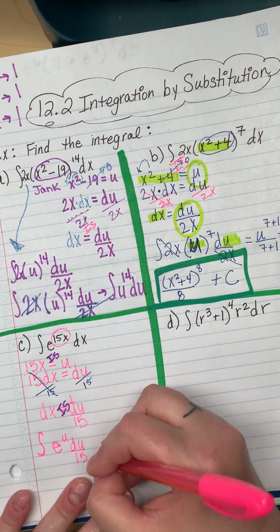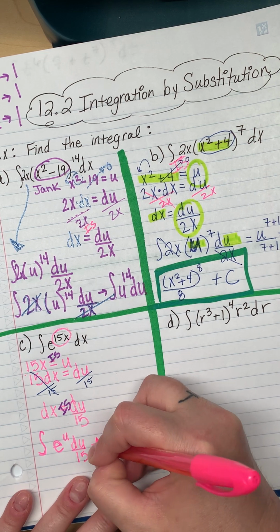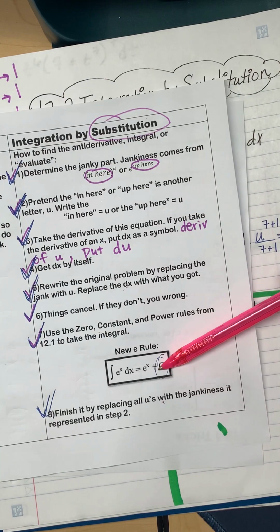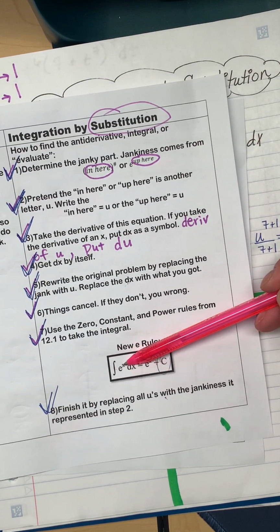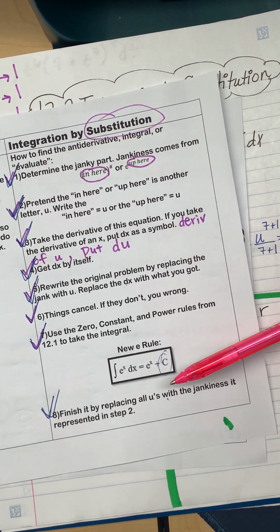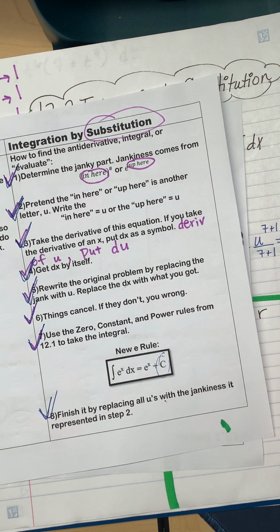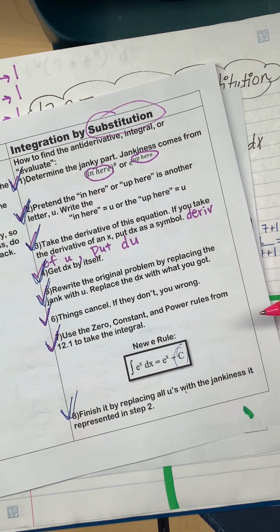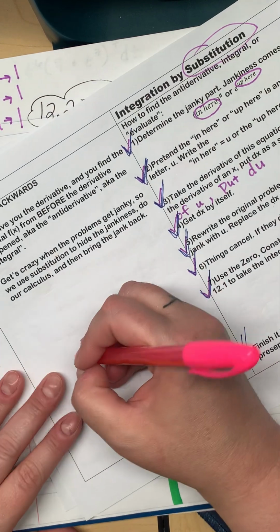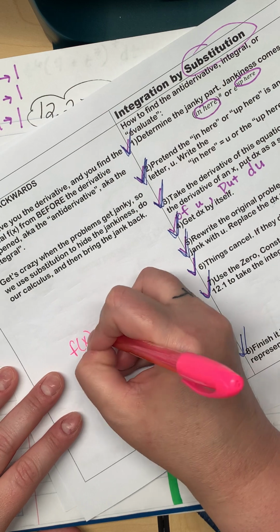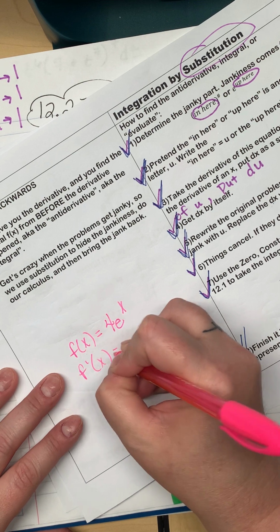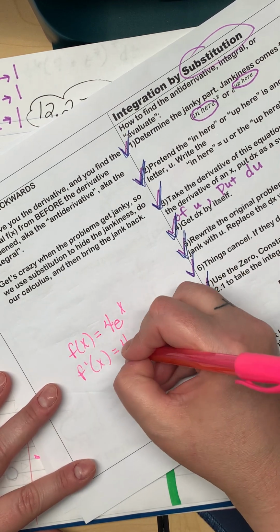Okay, let's take the integral. If we look at this sucker, it says the integral of e to the x is e to the x. And that makes sense because what's the derivative of e to the x? Still e to the x. Okay, what about if f of x is 4e to the x, what's the derivative? Well, it's still 4e to the x.